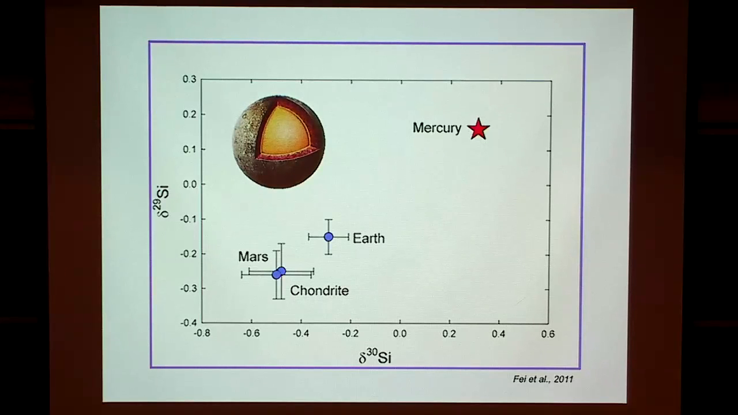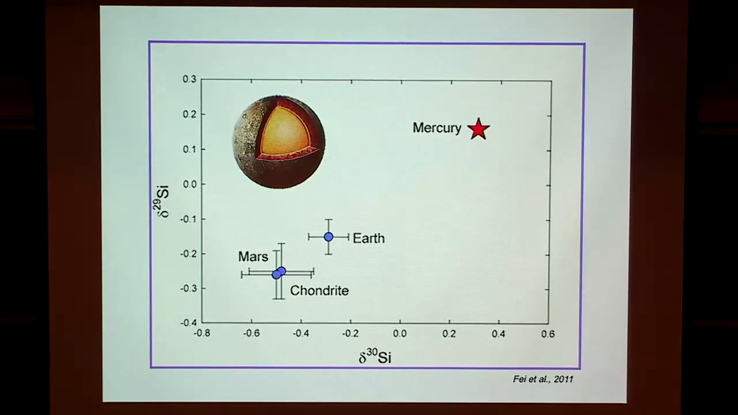Yes? The Earth here is the mantle, or the whole Earth? This is the bulk silicate Earth. And does the crust look different from the mantle? No. That's a good question. Paul Savage has done a lot of work looking at silicon isotopes in all sorts of Earth rocks, and they're all the same, within error.